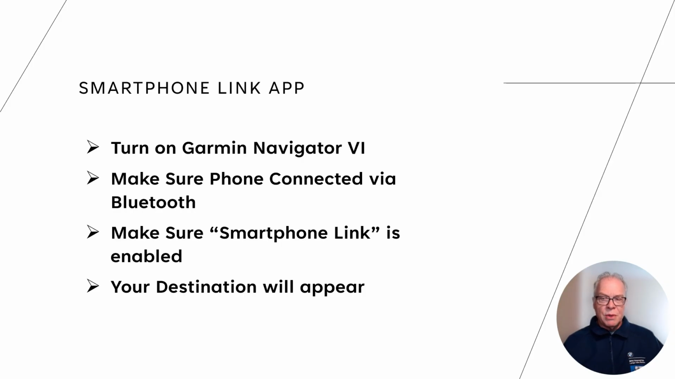The very first time you use this Smartphone Link app with your Nav 6, you have to make sure that your phone's connected by Bluetooth, and on the Bluetooth connection that the Smartphone Link is enabled. Okay, and as long as that's set up, when you turn the GPX on, your destination will appear.